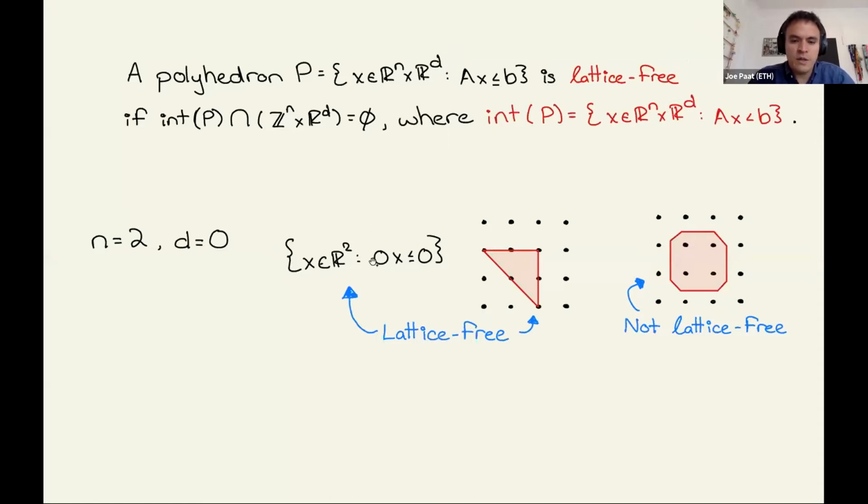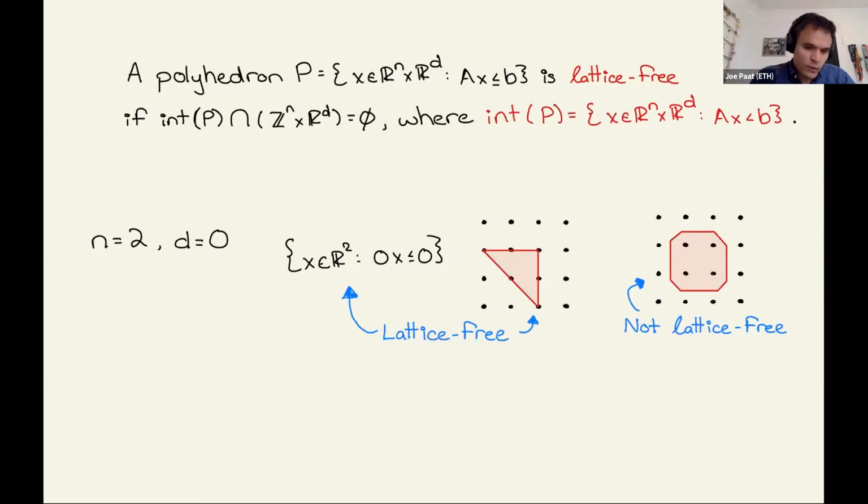This matches up with our intuition for interior, except in this very special case where we have the inequality 0x is less than or equal to 0. If you happen to have this inequality in your system, then we also consider this to be lattice-free. This is a technical thing, but I'll comment more on it later. For the time being, we can think of lattice-free sets as our intuition has led us so far: there are no lattice points in the interior. So this is lattice-free, and this polyhedron on the right is not lattice-free.